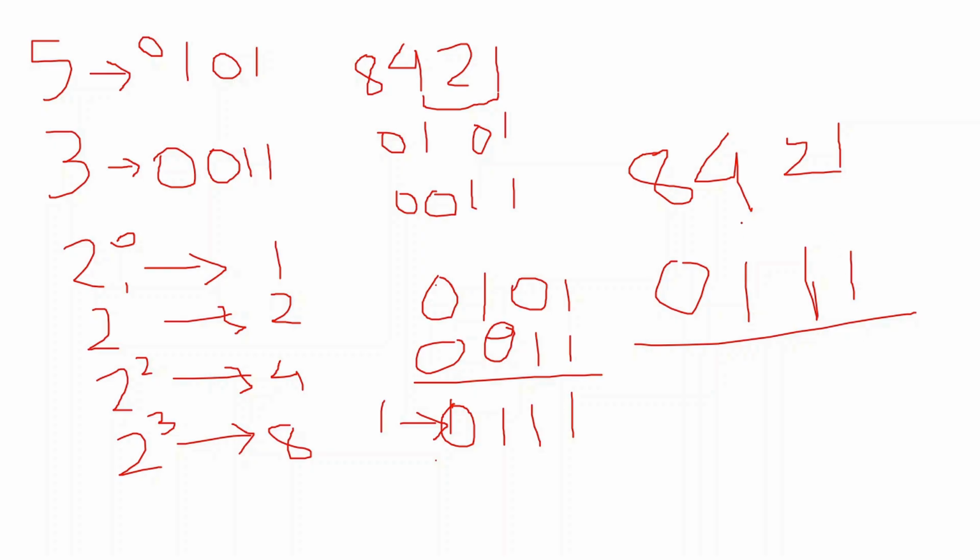It will be 4, 5, 6, 7. So output will be 7. We are adding these numbers. Wherever 1 is present, those numbers we are going to add. So 4 plus 2 is 6, 6 plus 1 is 7. So answer is 7. Let me just show you.